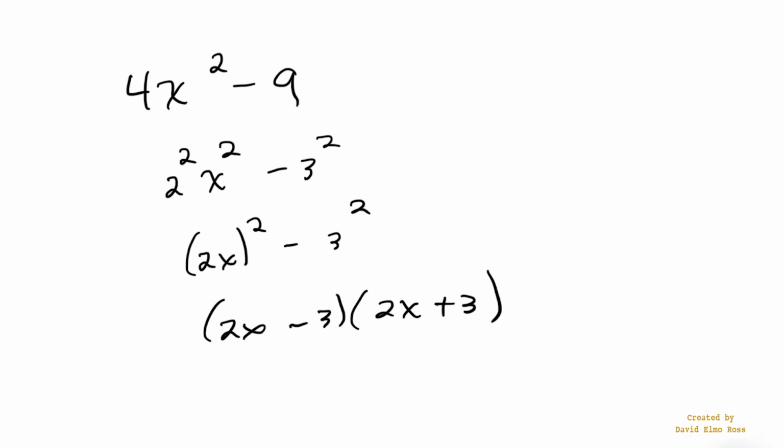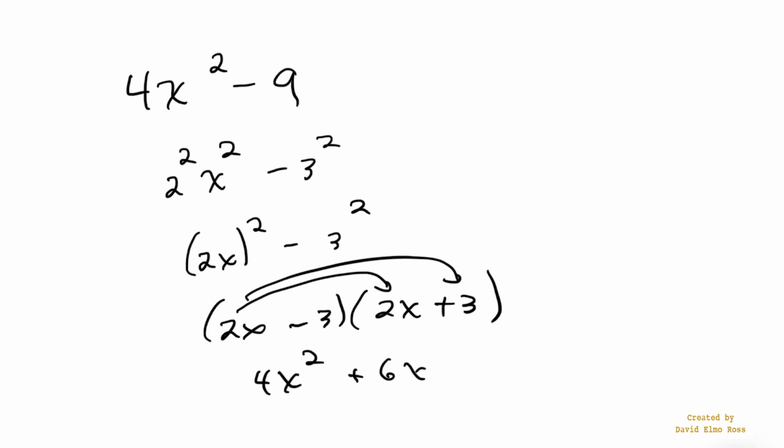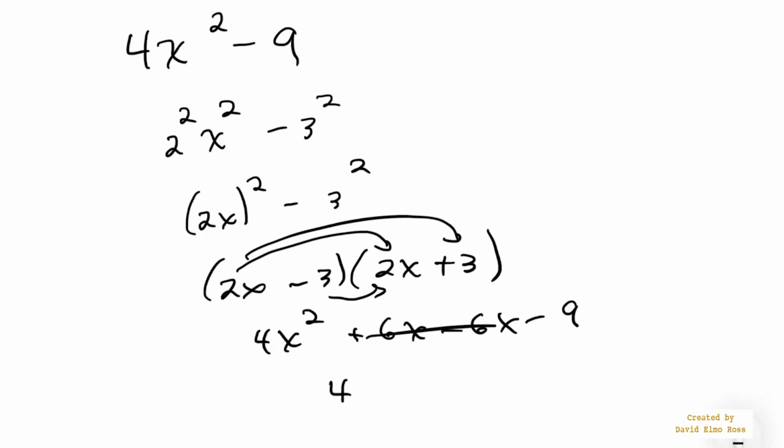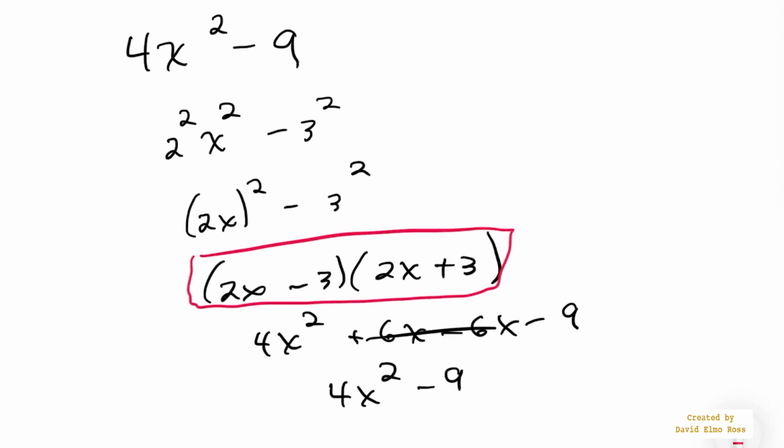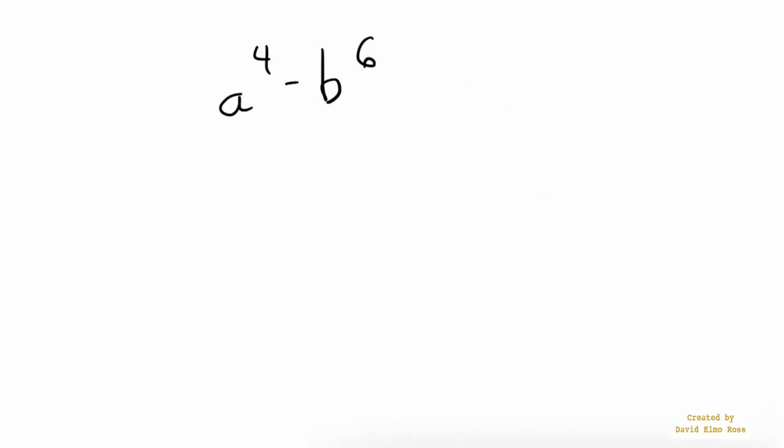Let's see if this validates out. So we have 2x times 2x, which is 4x squared. We have 2x times 3, which is plus 6x. Minus 3 times 2x is minus 6x. Minus 3 times 3 is minus 9. So when we cancel the terms, we do indeed get 4x squared minus 9, which is our original, which means this is indeed the factor of our equation here.